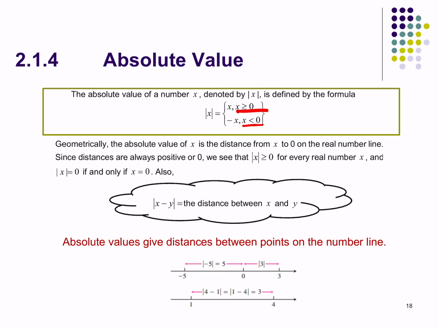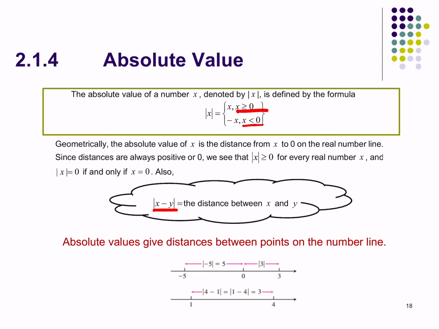So basically, the definition of absolute value is to find the distance between two numbers. For example, in this case, we have the absolute value of x minus y, which means that you can find the distance between x and y. It gives the distance between 2 points on the number line.